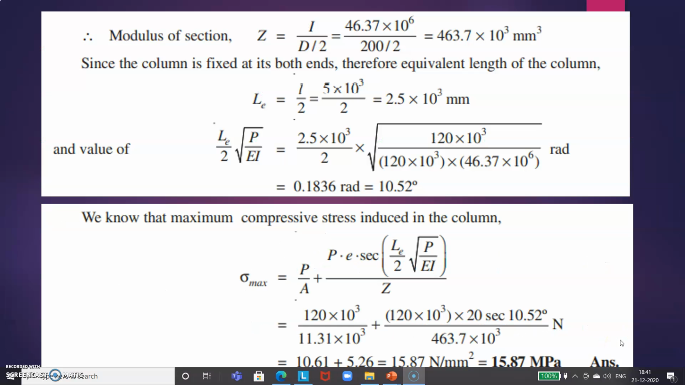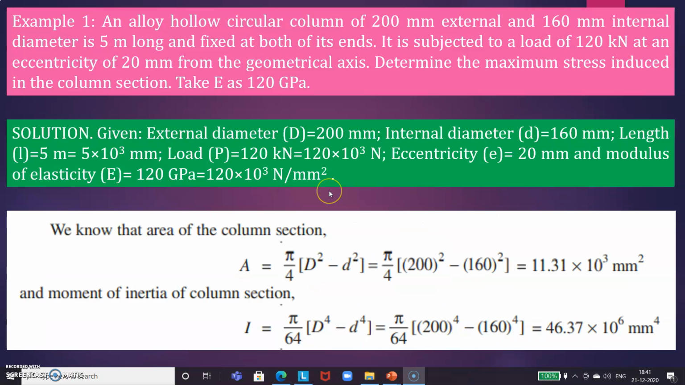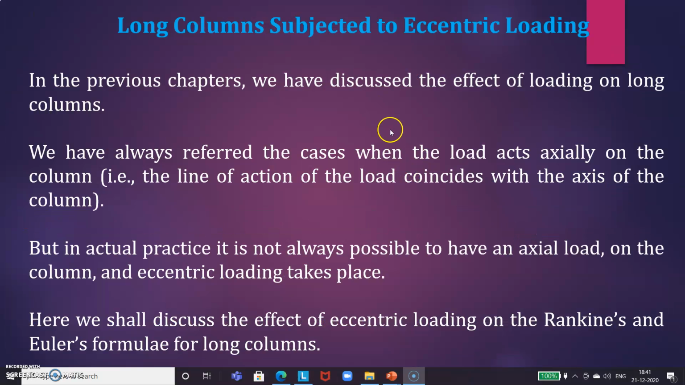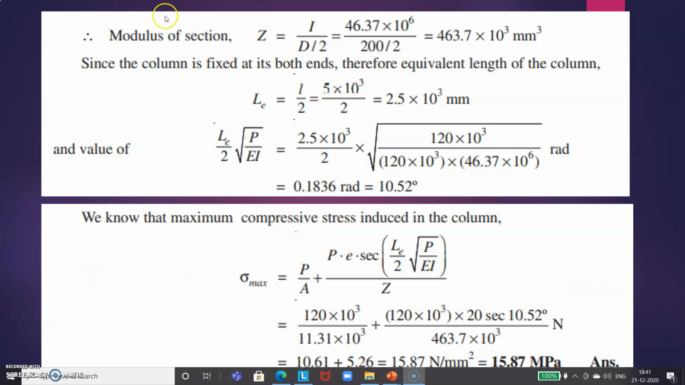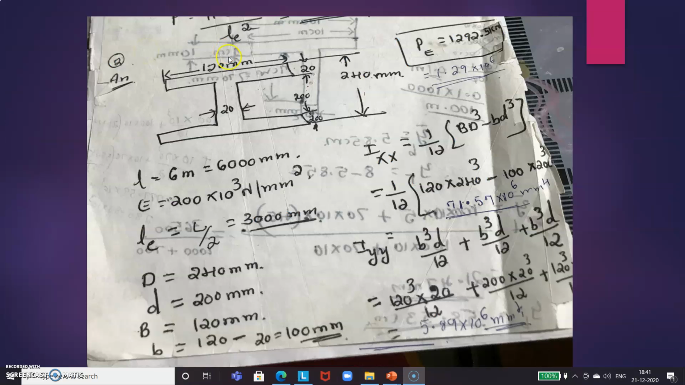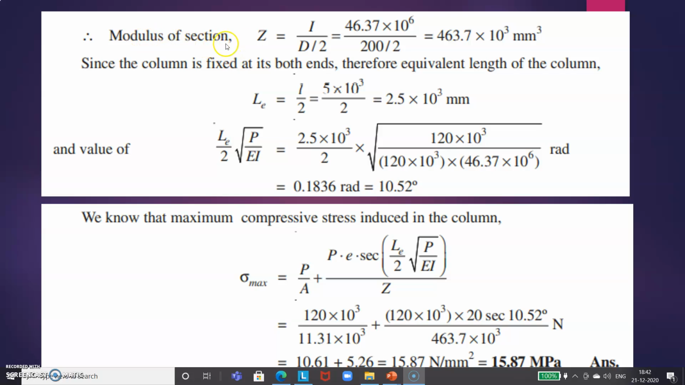Now we have this formula, P into E into secant of LE divided by 2 into square root of P divided by EI. For that we require the section modulus also, that is Z. Z is equal to moment of inertia divided by Y maximum, I divided by Y maximum.